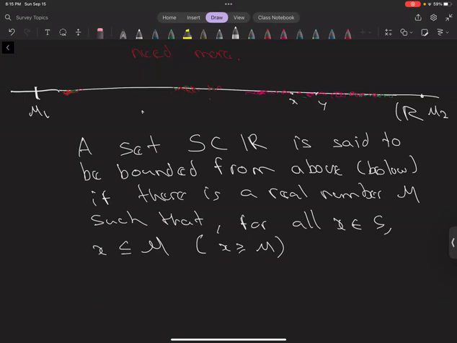So this is the definition, right? Bounded from above and bounded from below. That's basically how we have defined it. Bounded from above and below doesn't mean the same. Above and below are totally different, right? But I don't want to write the whole definition again for below.